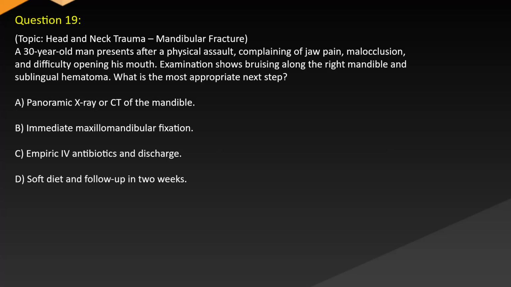Question 19. Topic: Head and neck trauma. Mandibular fracture. A 30-year-old man presents after physical assault, complaining of jaw pain, malocclusion, and difficulty opening his mouth. Examination shows bruising along the right mandible and sublingual hematoma. What is the most appropriate next step? A. Panoramic X-ray or CT of the mandible. B. Immediate maxillomandibular fixation. C. Empiric antibiotics and discharge. D. Soft diet and follow-up in 2 weeks.